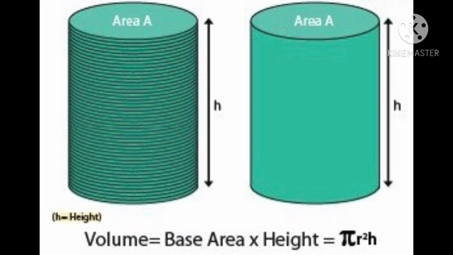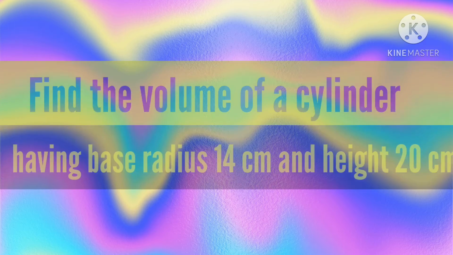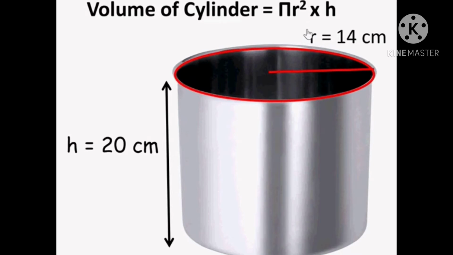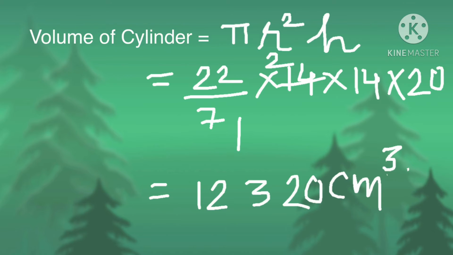Now let us discuss some problems based on this. Find the volume of a cylinder having base radius 14 centimeter and height 20 centimeter. So the volume is pi r square h. By putting the values, pi is 22 by 7, radius is 14, write it 2 times, height is 20. On calculation, we will get 12,320 centimeter cube.